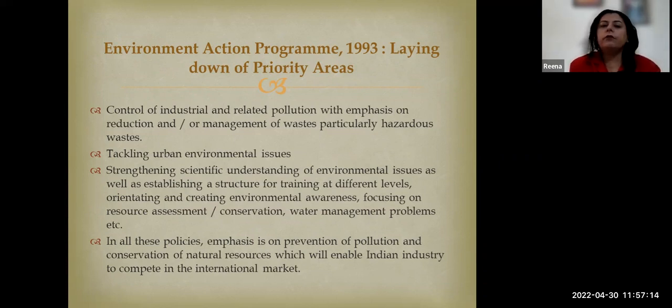Okay. Then the Environment Action Program in 1983 also stated why there is importance of laying down priority areas. Okay. So control of industrial and related pollution with emphasis on reduction or management of waste, particularly hazardous waste. So this was introduced while laying down priority areas in the Environment Action Program. It also emphasized strengthening of scientific understanding of environmental issues and establishing a structure of training at different levels. Okay, so orientation and creating environment awareness.